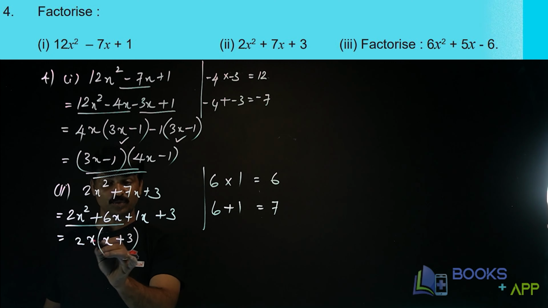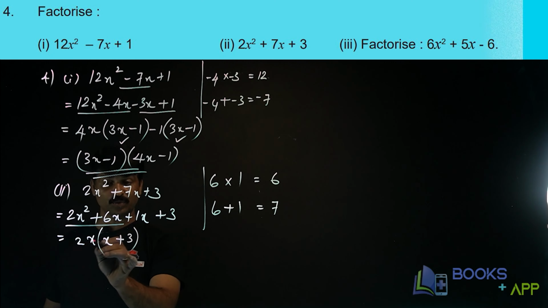Because 2x into x, 2x square, 2x into 3, 6x. Here what is common? Here only 1 is common. So 1 you have taken outside. So what is remaining? 1 into x, 1x, 1 into 3, that is 3. Now you see x plus 3 is common. Always you should get like this.